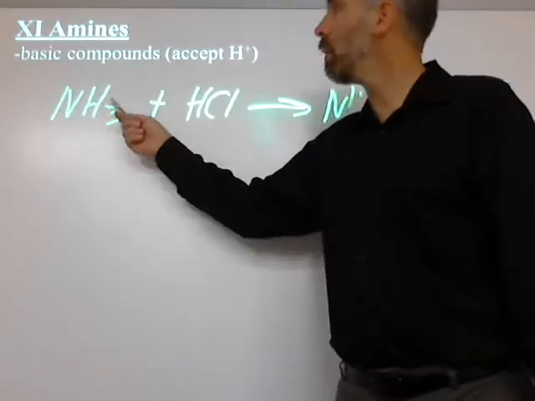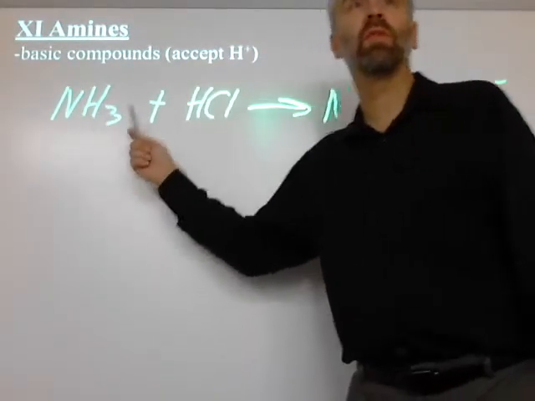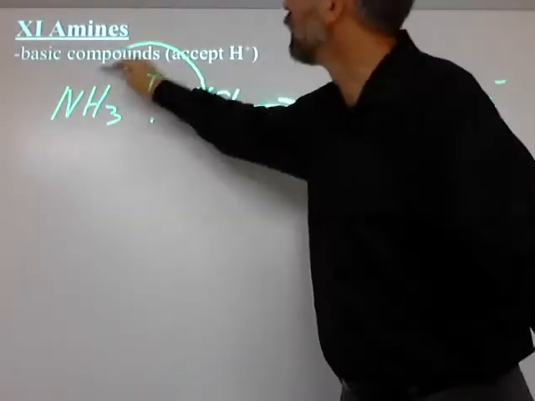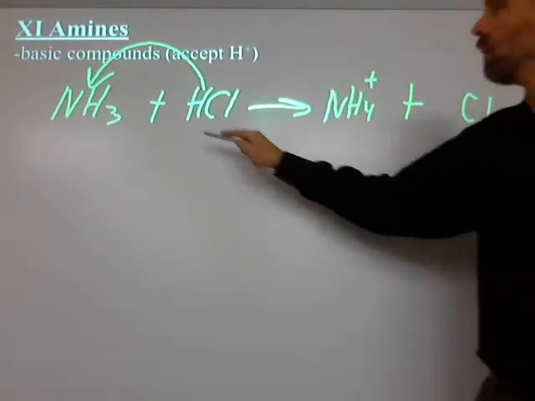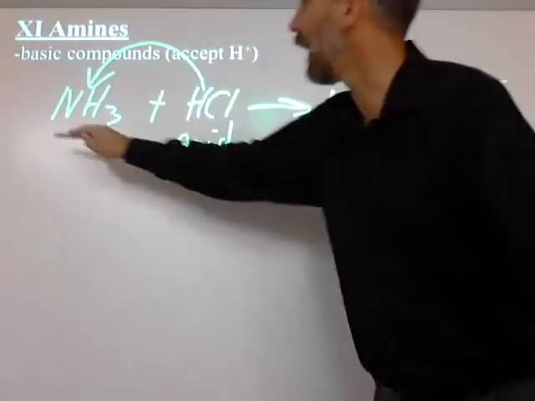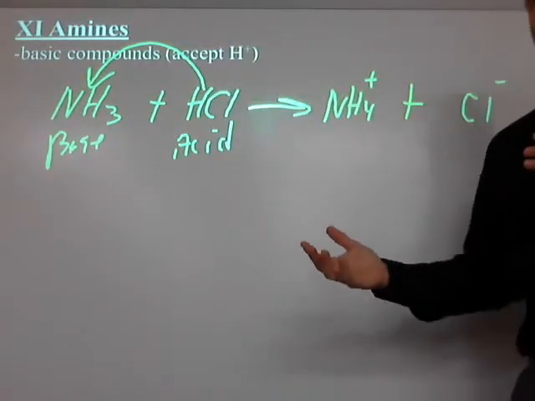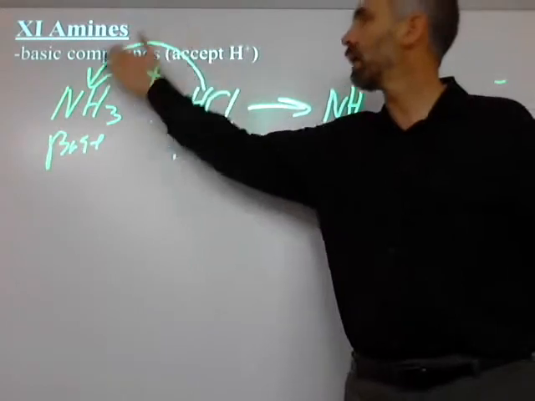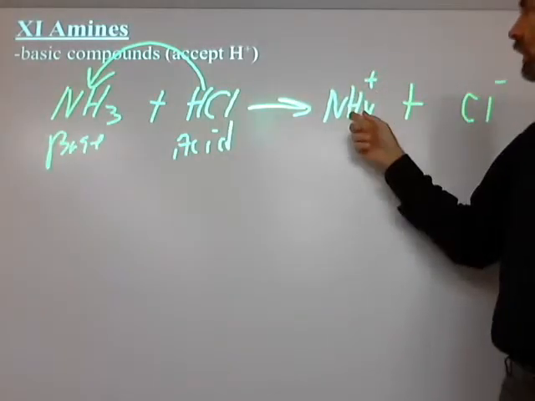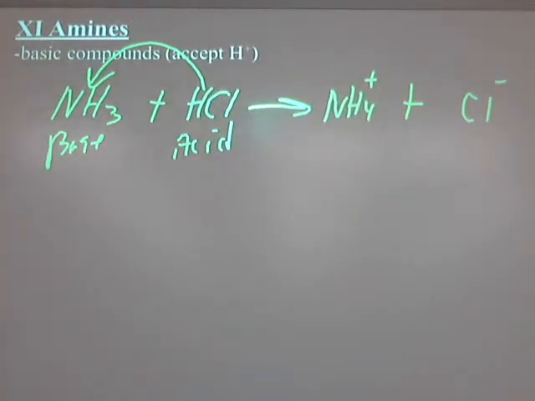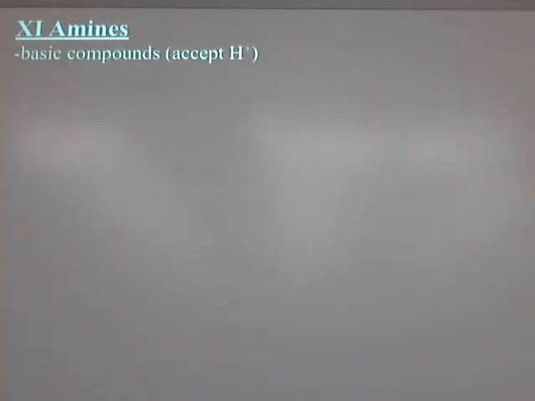What makes this guy a base is what does he do from here to here? What does he do with an H? He accepts one. Remember? Acids donate, bases accept. So this guy was our acid, and that guy was our base, because you had to look at the reaction and see who was acting like the acid, who was acting like the base. This guy was acting like an acid because he donated his H. This guy was acting like a base because he accepted one. Well, amines are kind of like organic ammonia. They have an R there. And that's all I really wanted to tell you.